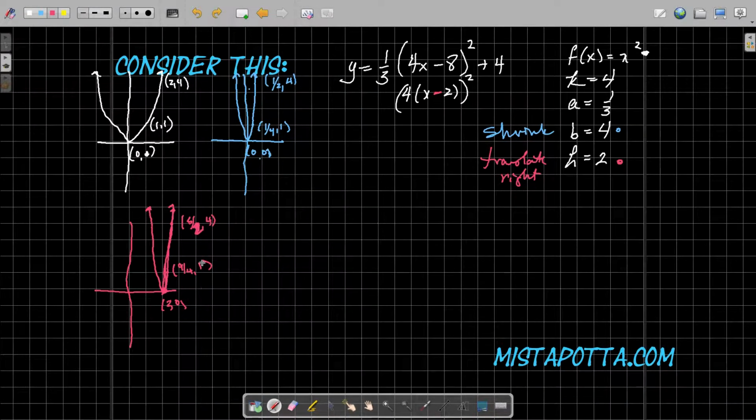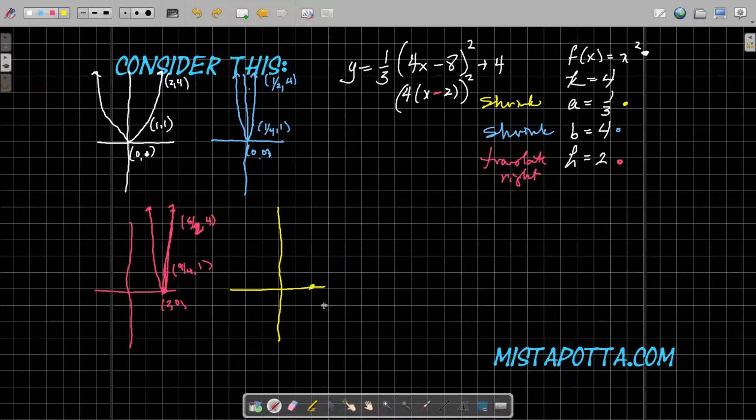So once I've done that, now what I need to do is take care of this stretch. In other words, these values are going to stretch up. Actually, excuse me, if it's a 1/3, shouldn't it shrink? This is going to be a shrink as well. In other words, things are going to get smaller by a factor of 1/3. So now, each of these points are going to get shorter by a factor of 1/3.